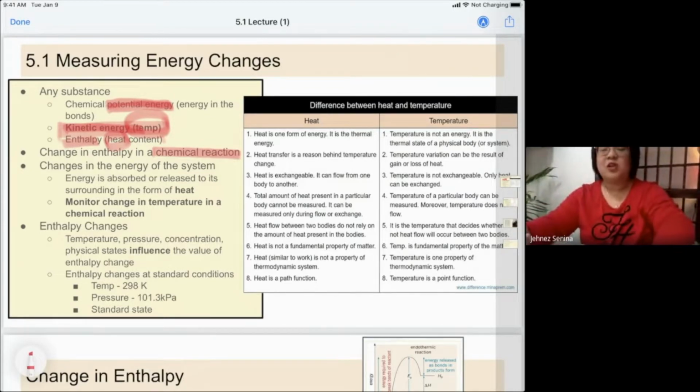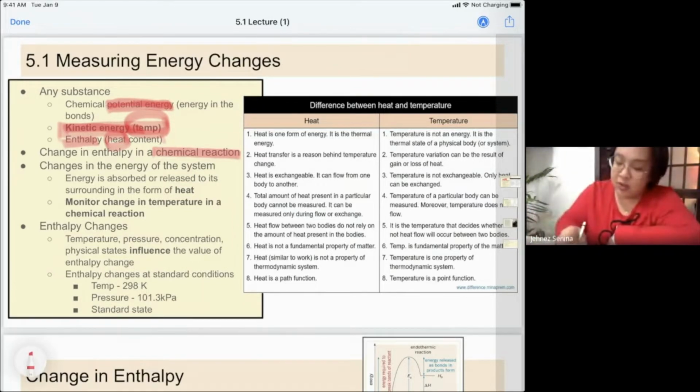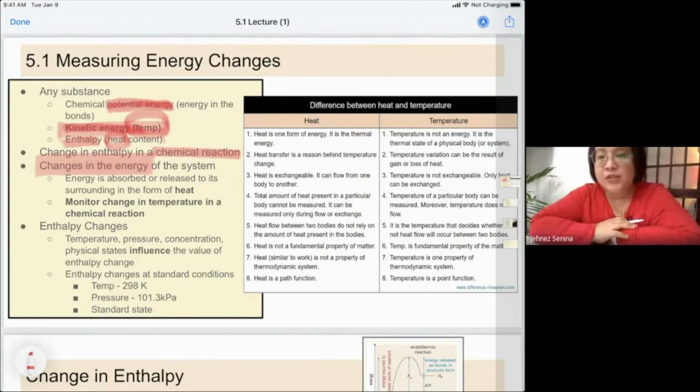If the temperature starts changing, you know heat is flowing from one body to another. So we have to put them in a chemical reaction so that we can know what's happening to them, what's happening to their energy as it reacts. Okay, that's basically it. I'm just saying you can't measure it directly, so you react it.